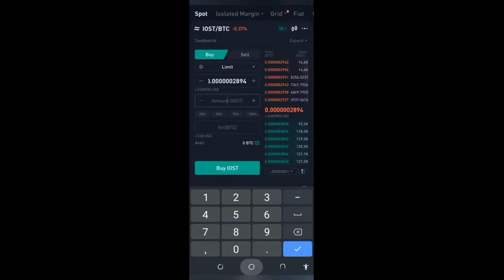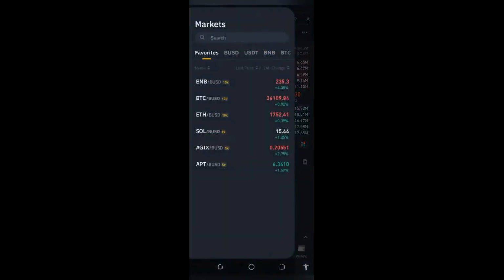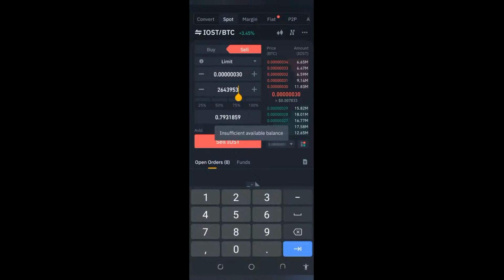So let's quickly run over to Binance, and yeah, we're currently on IOST BTC. So now let's paste that in here. Now you can see what I'm talking about. So you have to delete the last 3 digits, which were after the decimal point. So we were able to get 0.007929. Looks like that's good.